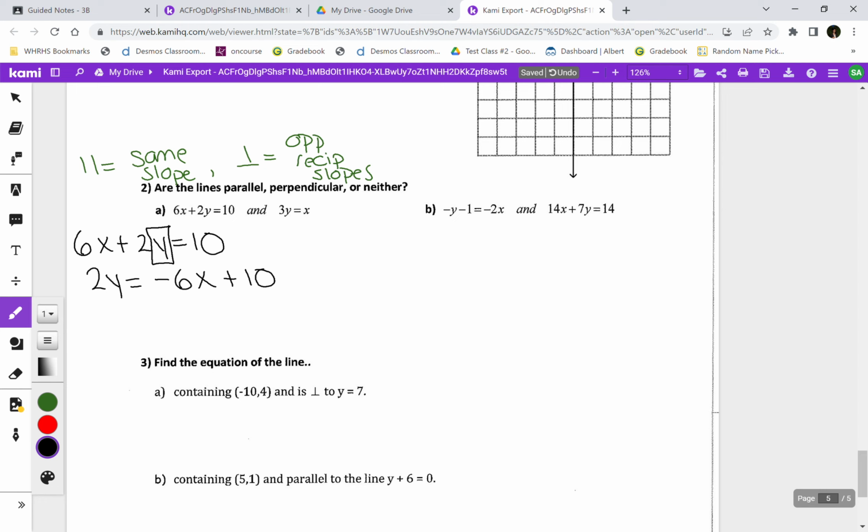Emily, what should I do now? You're going to divide by 2. Good. We're going to divide everything by 2. So we're going to have y is equal to negative 3x plus 10. So that's the first one.